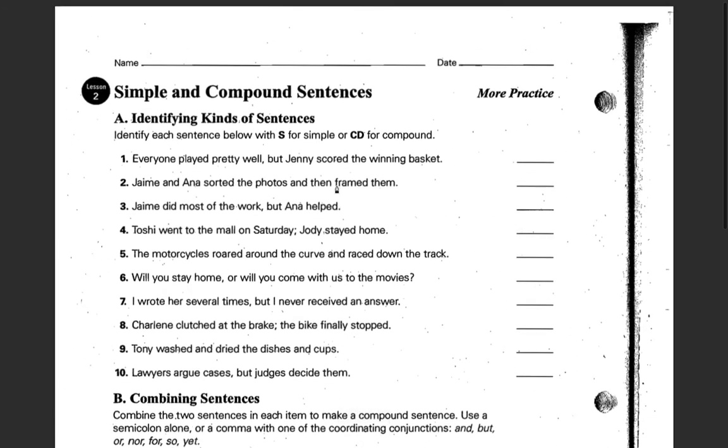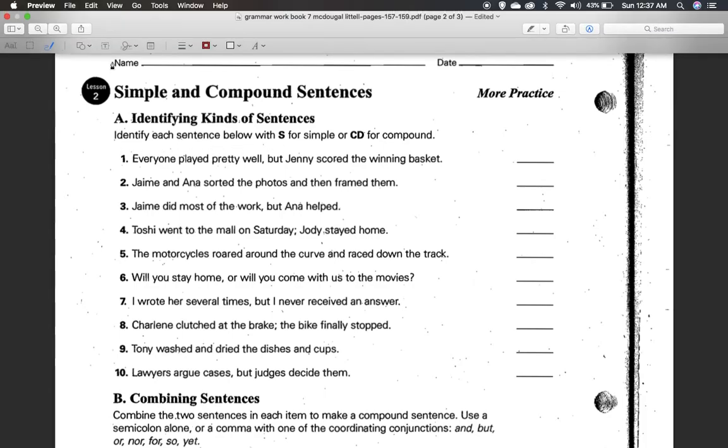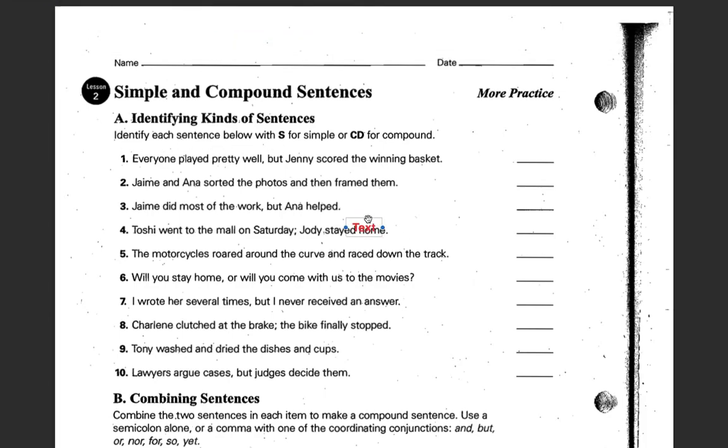In exercise A here, it says the same thing. Identify each sentence below with S for simple or CD for compound. I'm going to also do at least an example in front of you to show you that it is exactly as the previous example up there. Everyone played pretty well, but Jenny scored the winning basket. This is a compound sentence because it consists of two independent clauses joined with a coordinating conjunction.